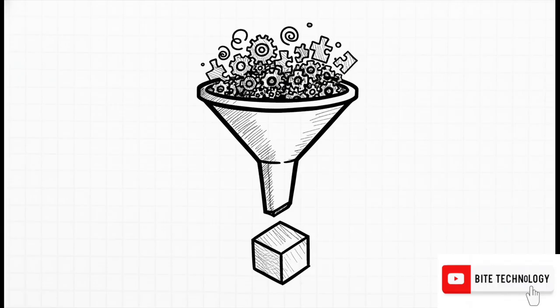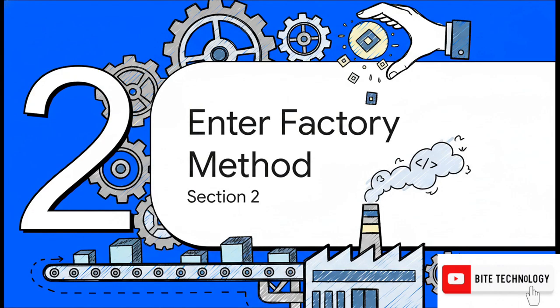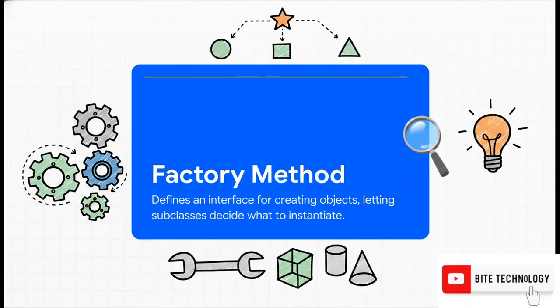Especially when the instantiation logic isn't just some simple one-liner, but actually requires complex business logic to figure out which parameters to pass, or even which specific class to construct. We need a uniform, nicely encapsulated place to handle all of that. Section 2. Enter the factory method. This is where we bring in our structural hero to encapsulate that complex instantiation.